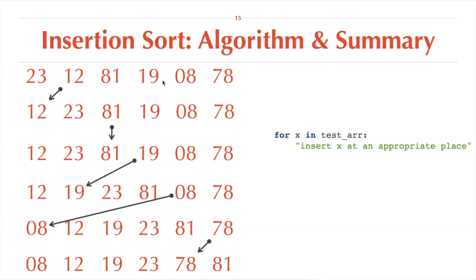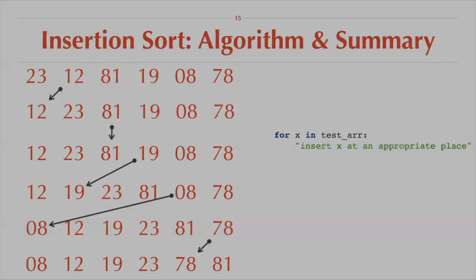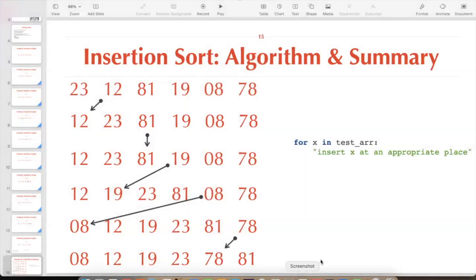In this case, the best case will be when the array is already sorted, and the worst case will be when the array is reversed. So we can discuss how the moves will be there. I will show you what will happen in the sorted array and the reversed array.